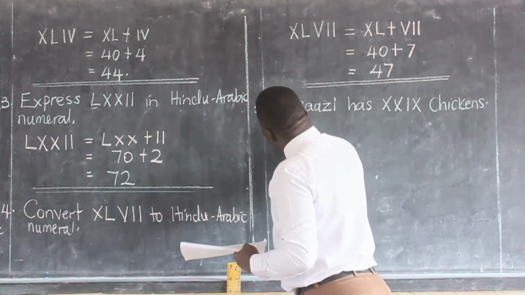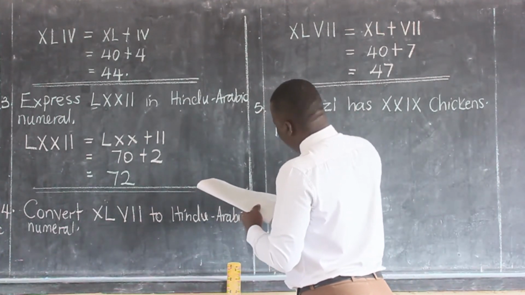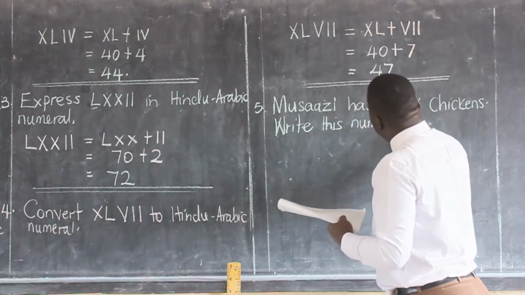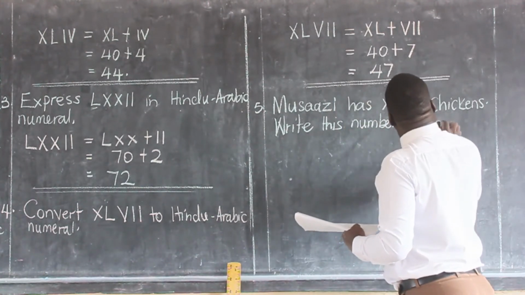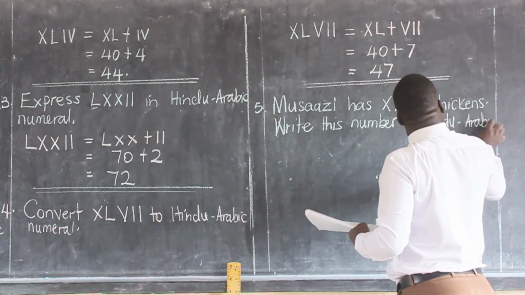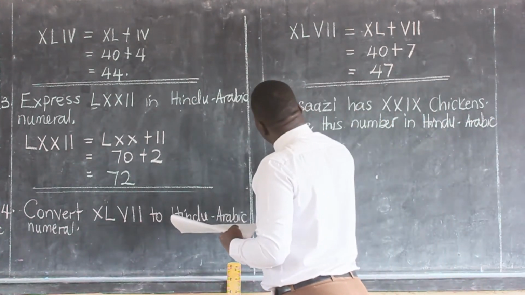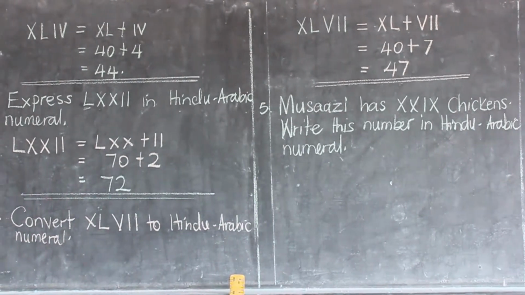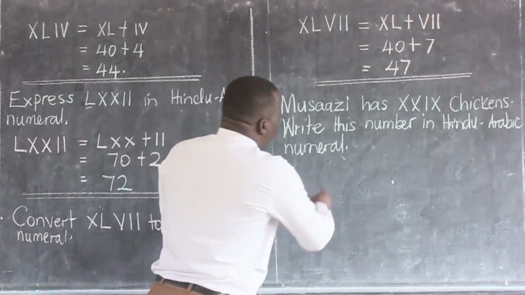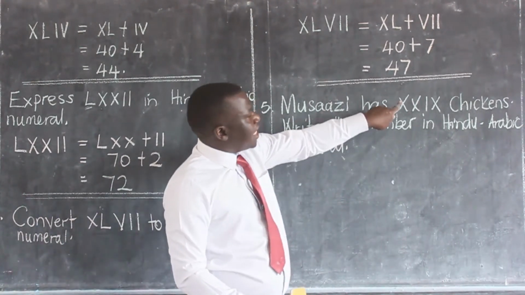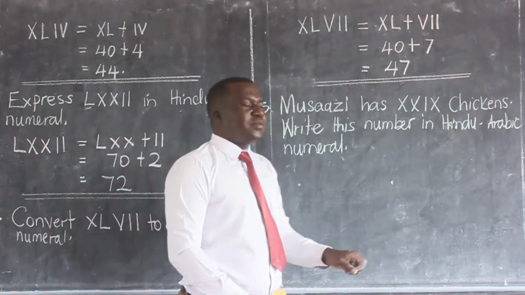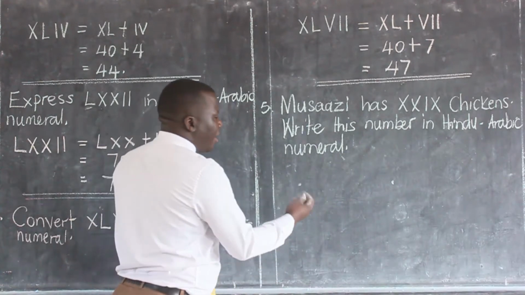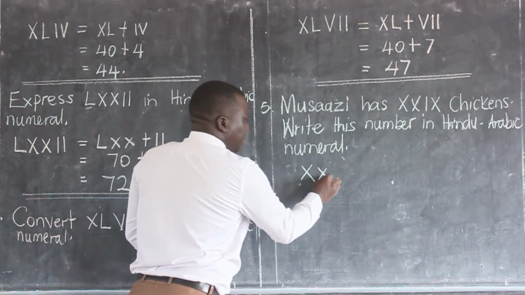Write this number in Hindu Arabic numerals. Okay? That is our example 5. Can we read all of us? Musazi has XXIX chickens. Write this number in Hindu Arabic numerals. So I told you, come and write your number XXIX.